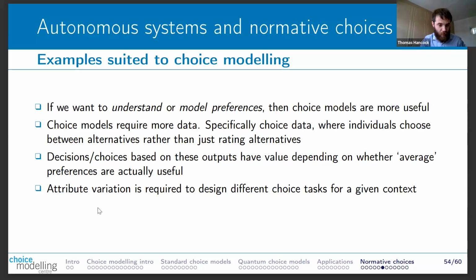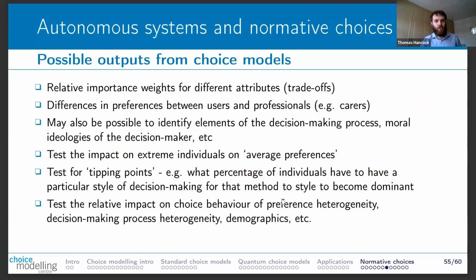We also need more attribute variation to actually design different choice contexts for choice modeling. So what do choice models actually give us? This is going to relate back to what I've already said, but this will explain a bit more about when and where they can be useful.